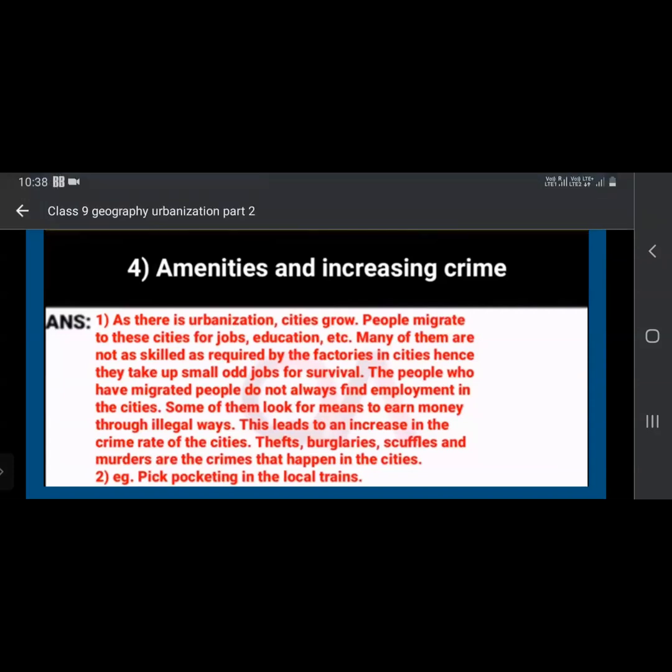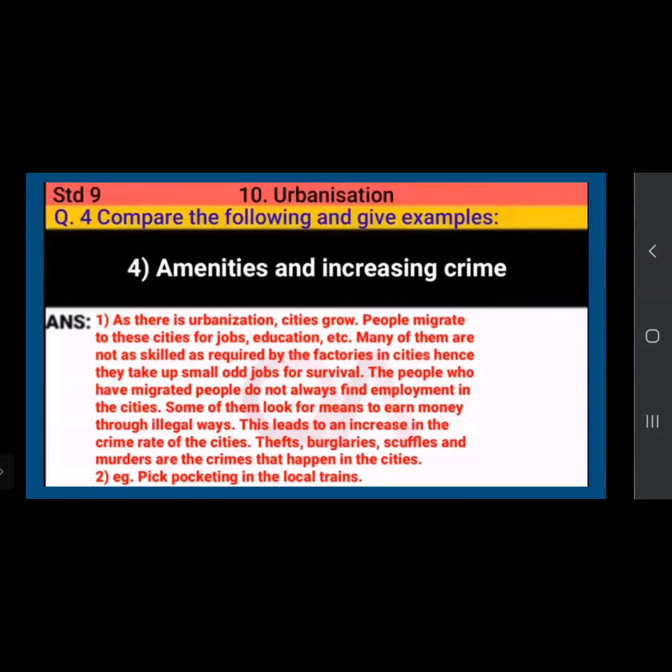Then the next is amenities and increasing crime. As there is urbanization, cities grow. People migrate to these cities for jobs, education, etc. Many of them are not skilled as required by the factories in the cities. Hence, they take up small odd jobs for survival. The people who have migrated do not always find employment in the cities.